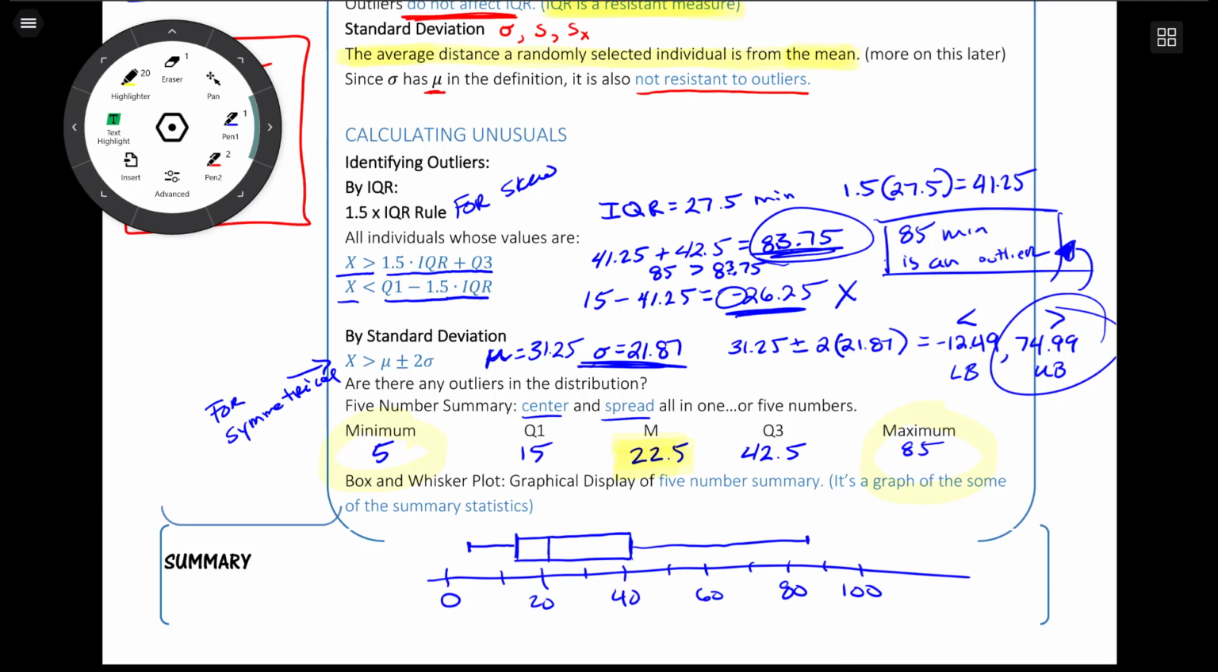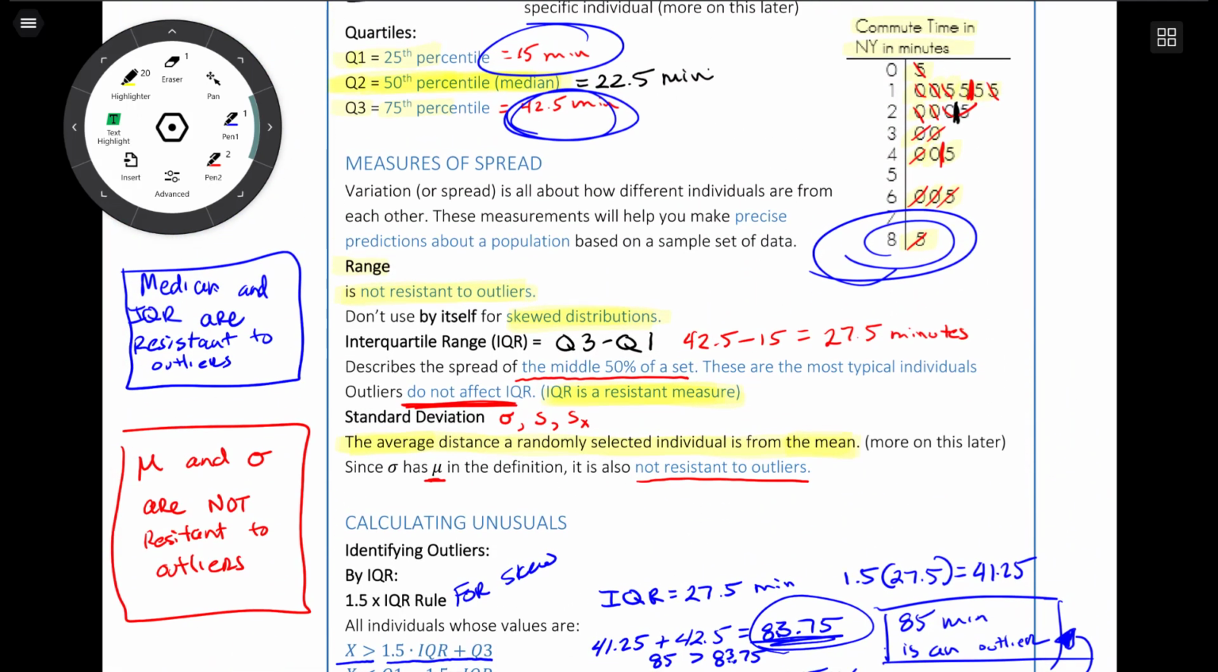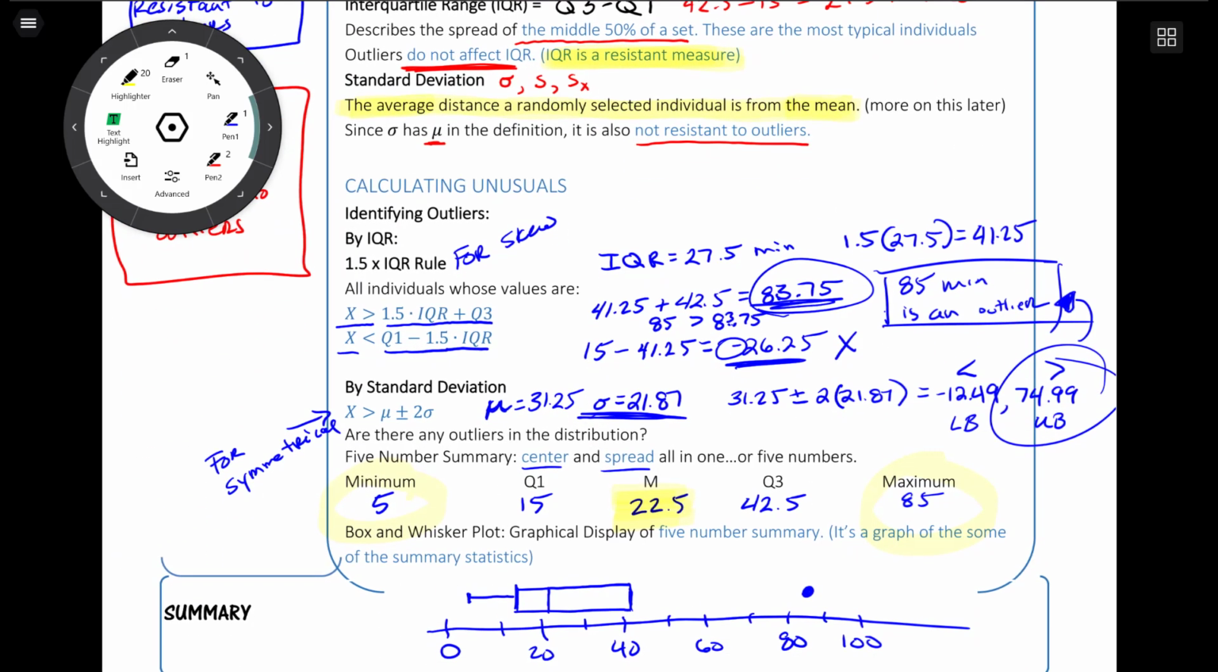What we tend to do, though, is make a modified box and whisker plot. So if we happen to have any outliers, we don't extend the whisker all the way. What we do is we leave a special mark for any outliers, and then our next highest value that is not an outlier is where the whisker ends. Where was my next highest commute time before 85 minutes? It was 65 minutes, and that is where my whisker ends. And this is our box and whisker plot.